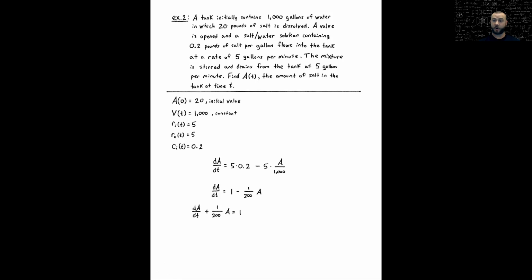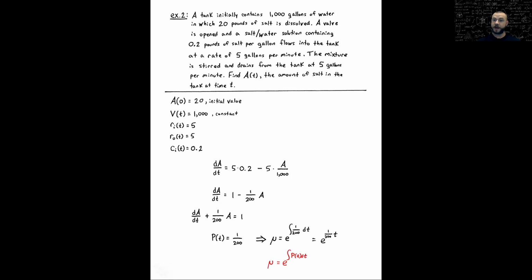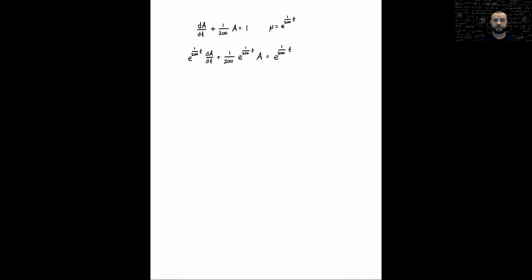All right, welcome back. Hopefully you were successful from here. Let's check. So now that we have it in linear form, whatever's multiplying the function term, the function here is A, that's our P of T. So in this case, P of T is just the constant, 1 over 200. And that gives you a very simple exponential integrating factor, E raised to the 1 over 200 times T. All right, the work will continue on the next page.